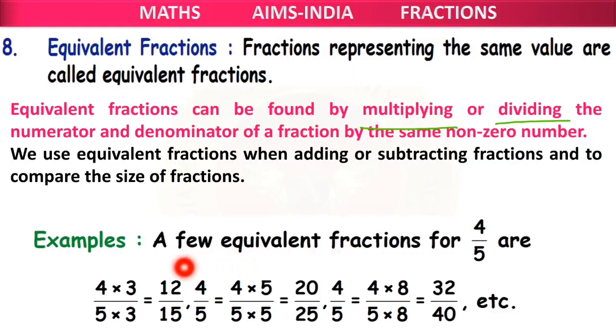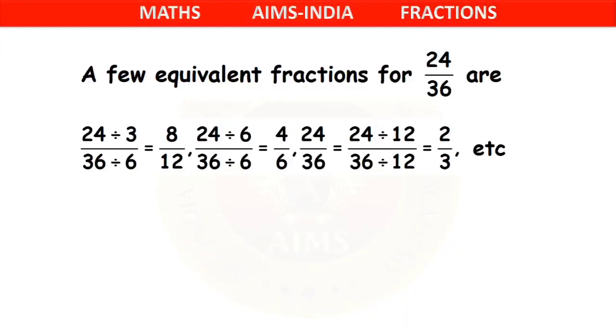See here, a few equivalent fractions are 4 into 3 by 5 into 3 is equal to 12 by 15, or 4 into 5 by 5 into 5 is equal to 20 by 25, or 4 into 8 by 5 into 8 is equal to 32 by 40. Yes students, clear. Now that was finding equivalent fractions by multiplication. Now let us do the division part.